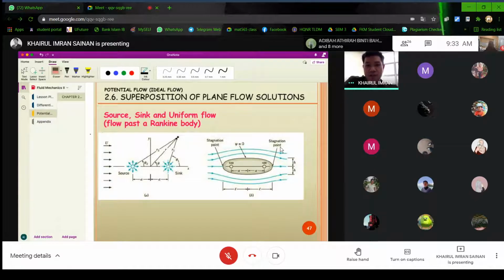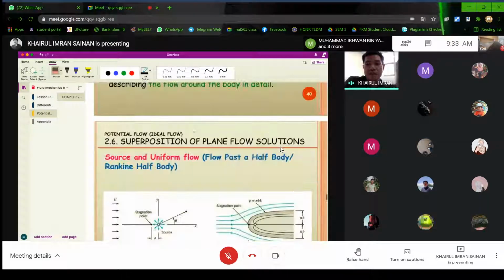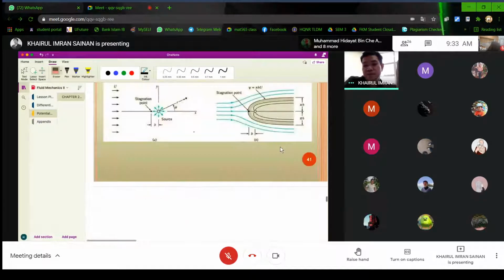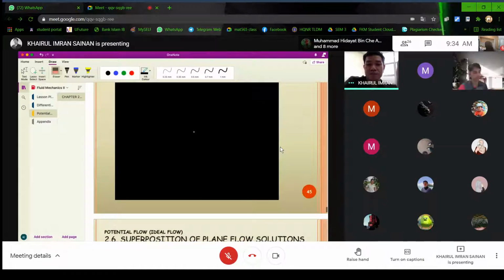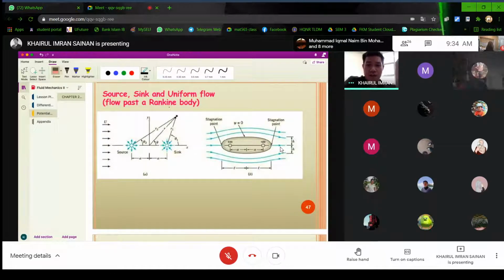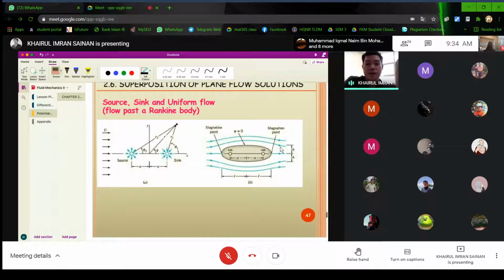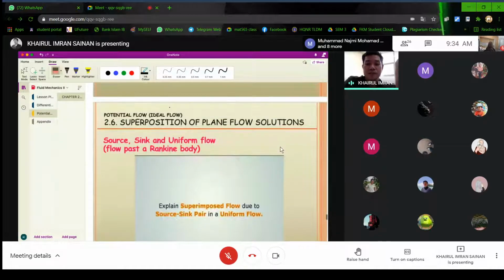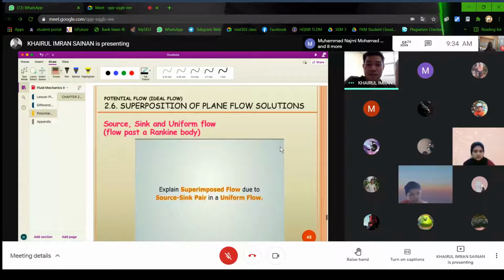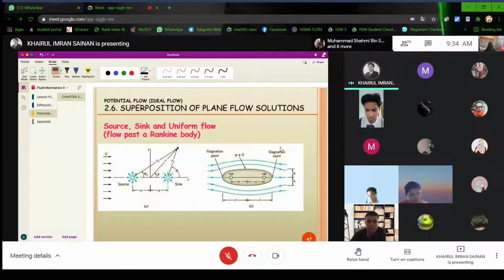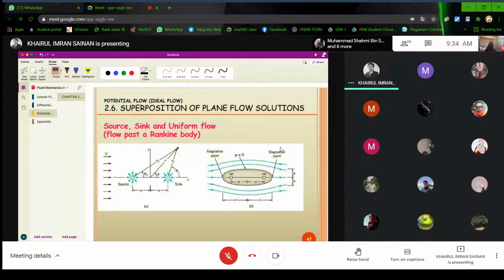not half, Rankine body, full body. Just now is only half. But here you have source plus sink, total body of Rankine. And sometimes we call this a flow past a circular cylinder. Flow past a circular cylinder.